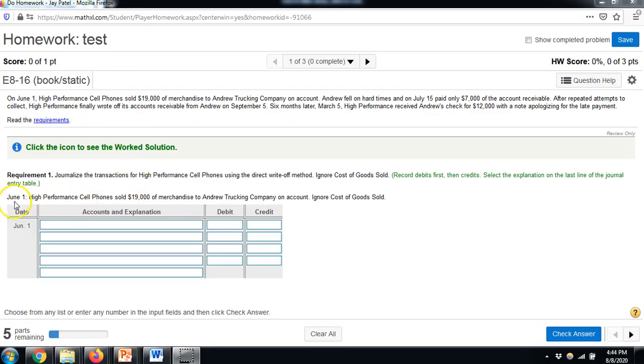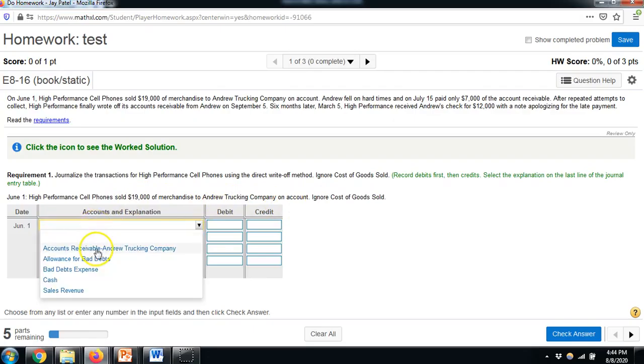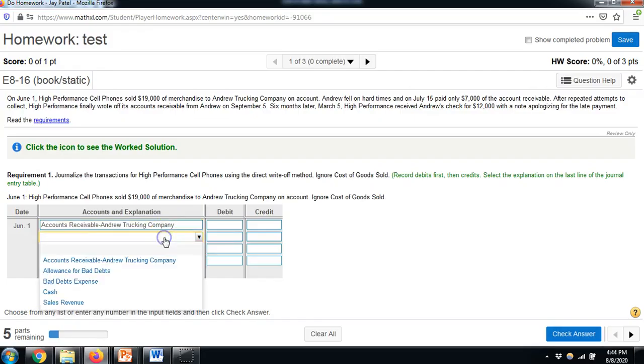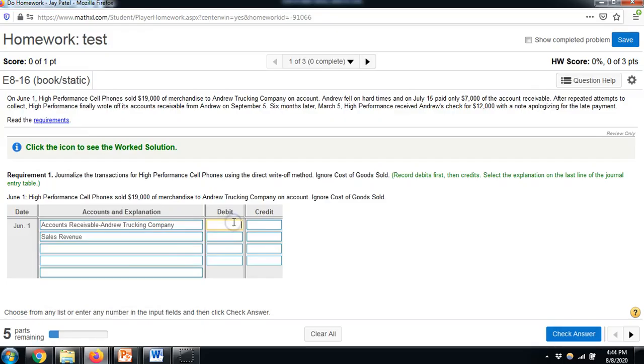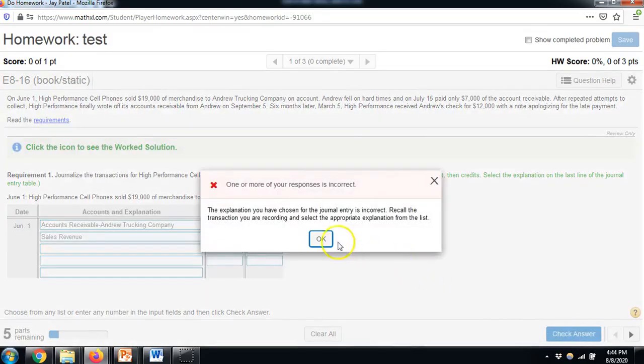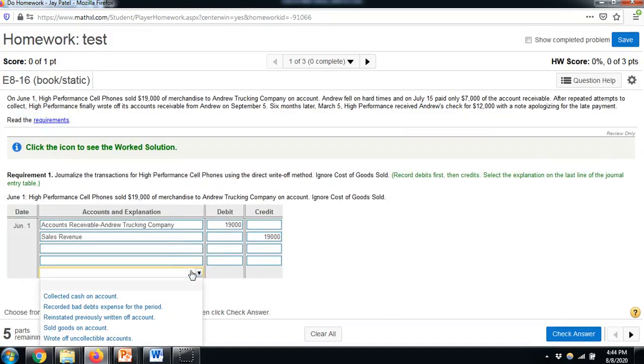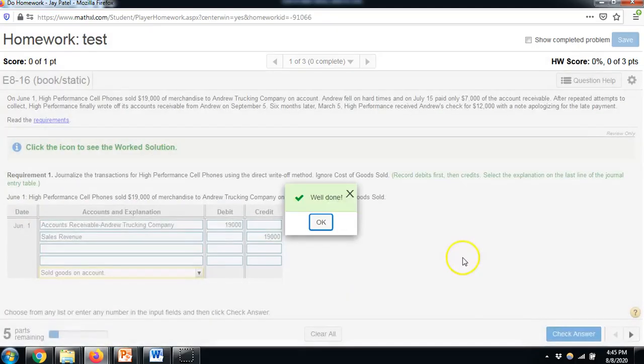So this first one, on June 1st, High Performance Cell Phone sold $19,000 of merchandise to Andrew Trucking Company on account. So we are going to have an account receivable because it's sold on account, and we're going to have a sales revenue of $19,000. Let's check that. Oh, we got the comment here. Sold goods on account. There we go. Okay.